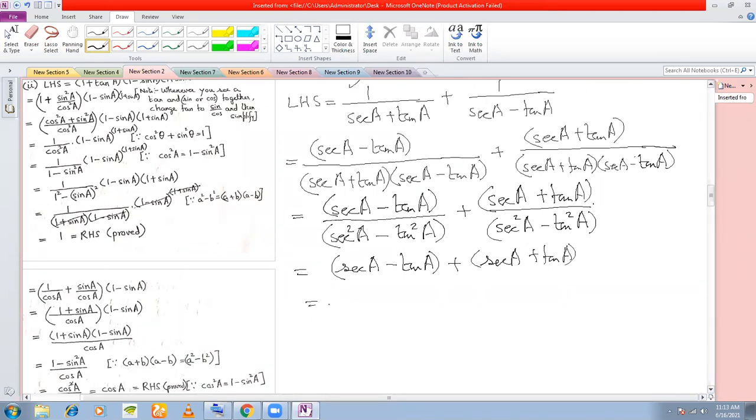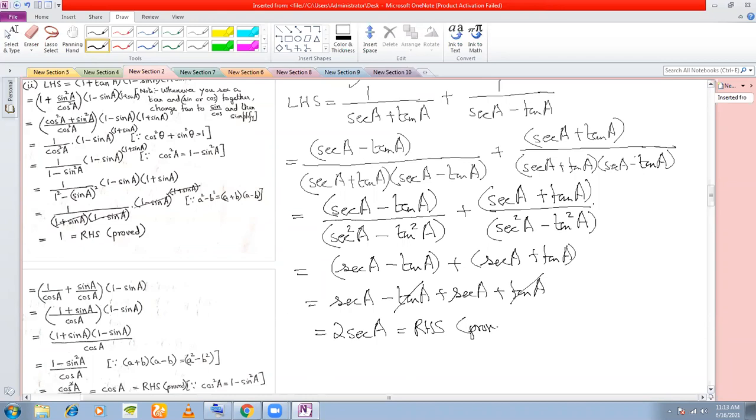Now you open the brackets. Plus and minus tan A will cancel. You are simply left with twice sec A, which is equal to your right hand side.